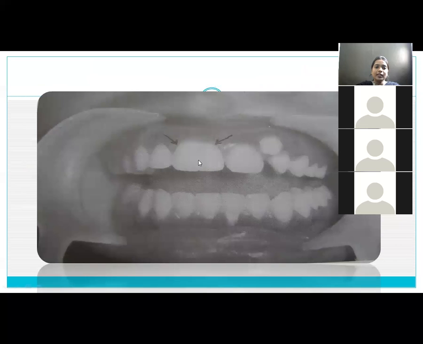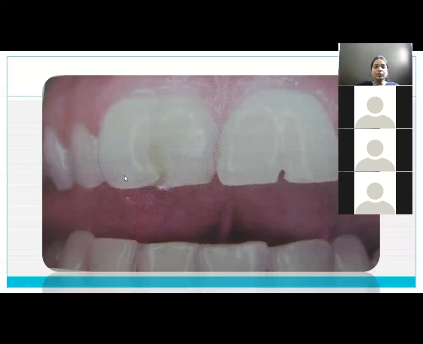See, this is gemination. Gemination means an attempt of a single tooth germ that leads to incomplete formation of two teeth. This is the clinical feature of gemination. This is also gemination: incomplete formation of two teeth, and it has a single root and a single root canal. This is important for you.